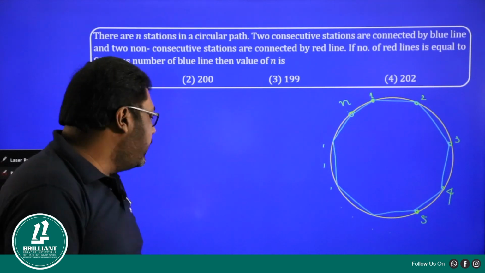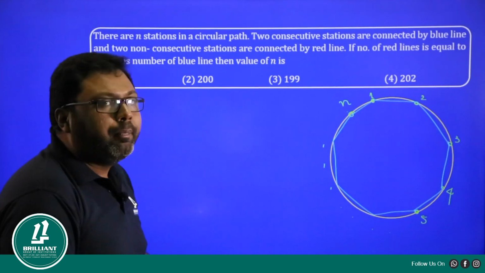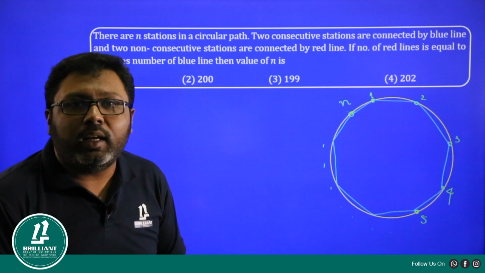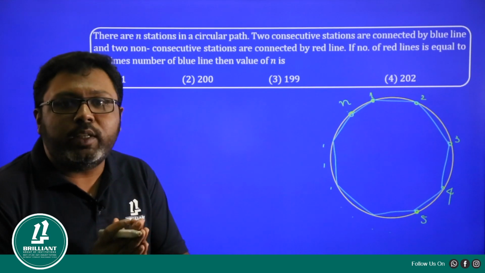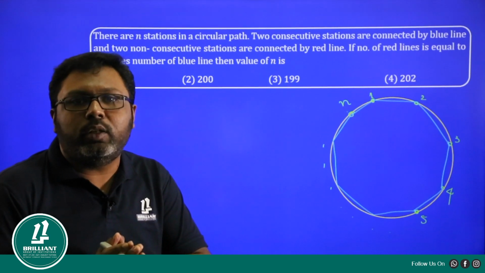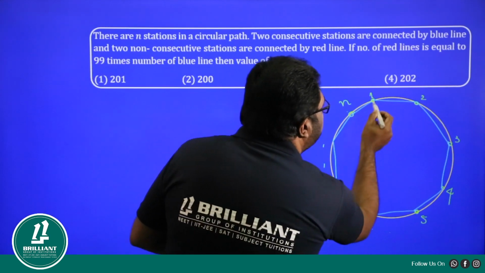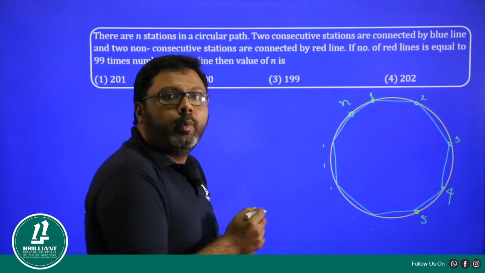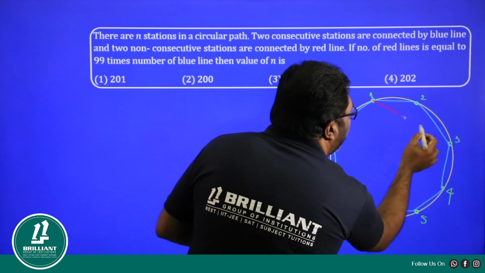In the next saying, they're connecting it with a red line. They're connecting what with a red line? The stations which are not adjacent to each other. So you cannot connect 1 and 2 with a red line. So I will connect 1 and 3.